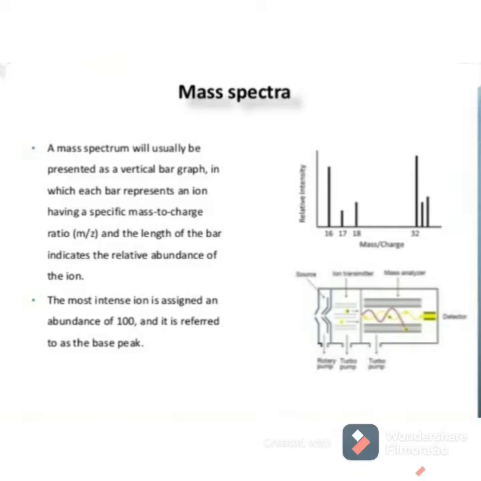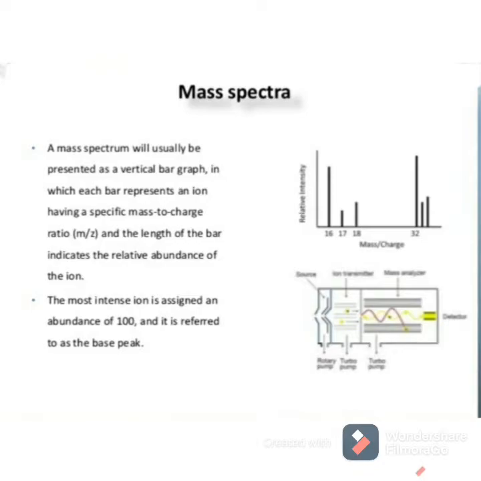After scan speed, we will go for mass spectra. What is the mass spectra? A mass spectrum will usually be presented as a vertical bar graph in which each bar represents an ion having a specific mass to charge ratio, m/z, and the length of the bar indicates the relative abundance of the ion. The most intense ion is assigned an abundance of 100, and it is referred to as the base peak.